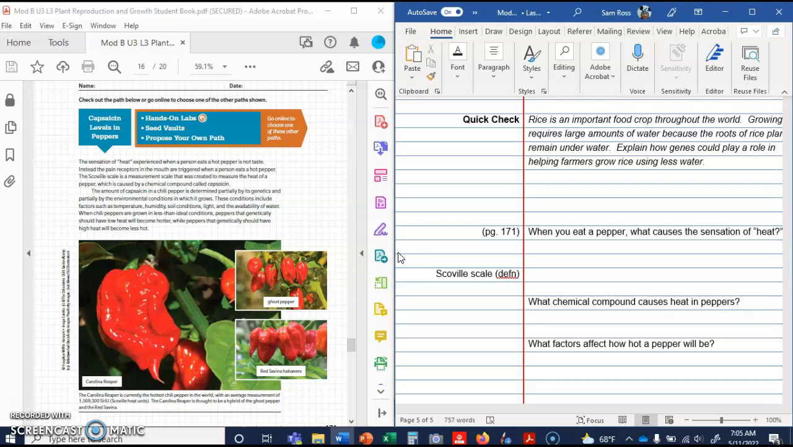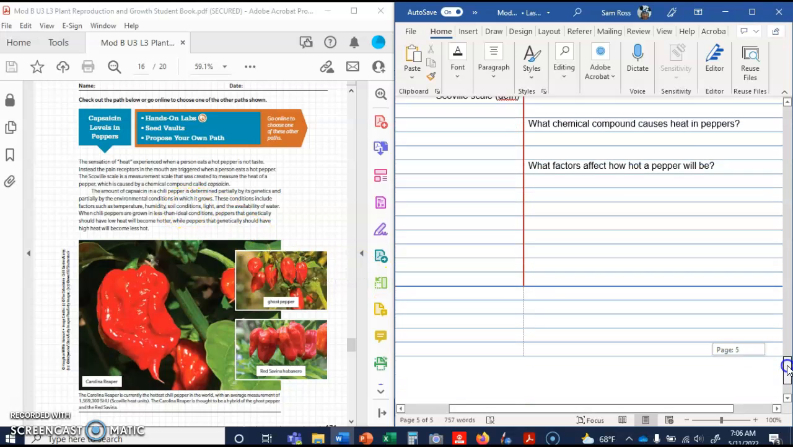What chemical compound causes heat in peppers? Capsaicin. What factors affect how hot a pepper will be? Let's see. It says the amount of capsaicin in a chili pepper is determined partially by its genetics and partially by its environmental conditions. So genetics and environmental conditions. And I think that is it.